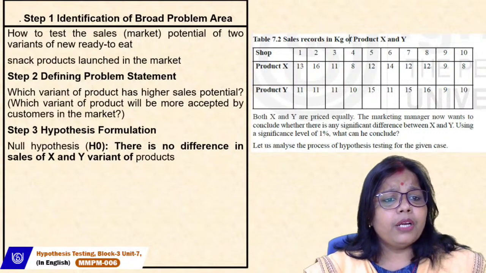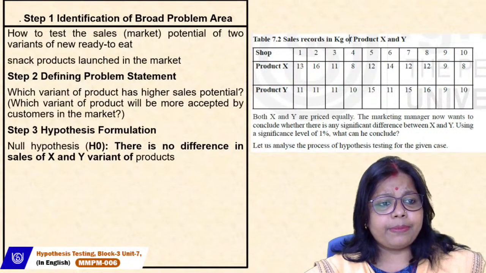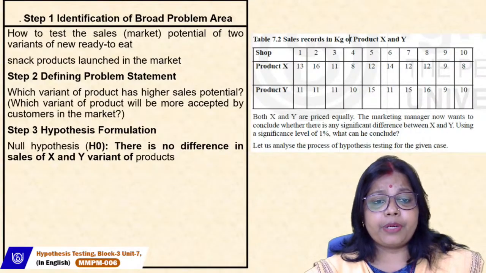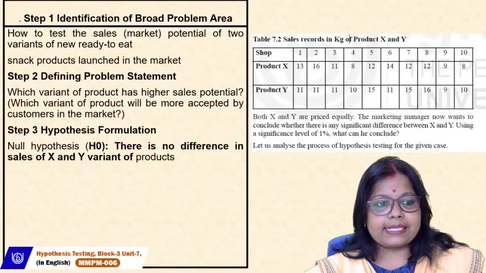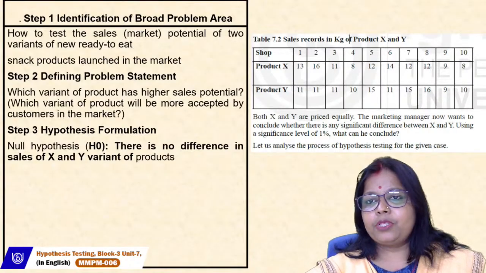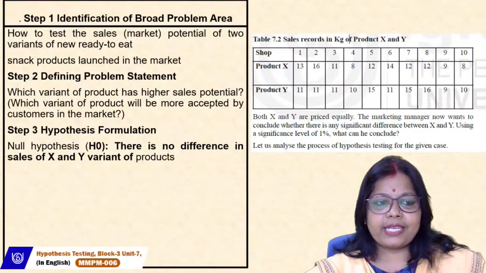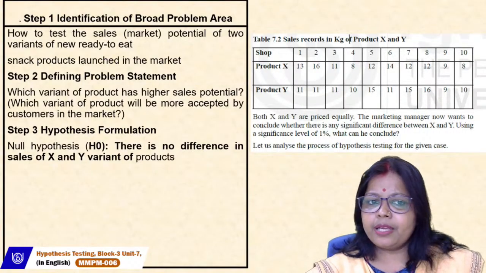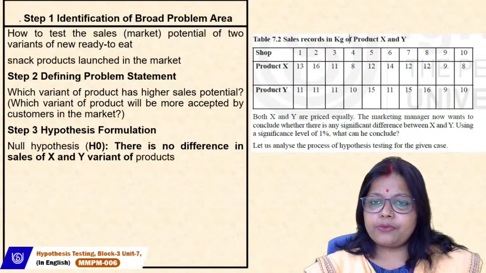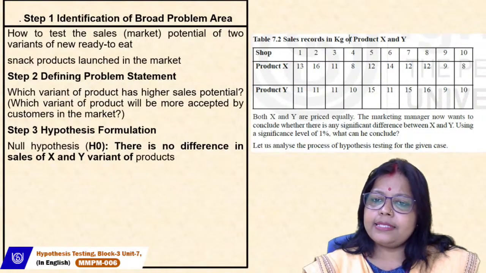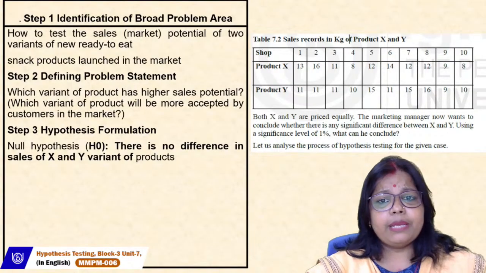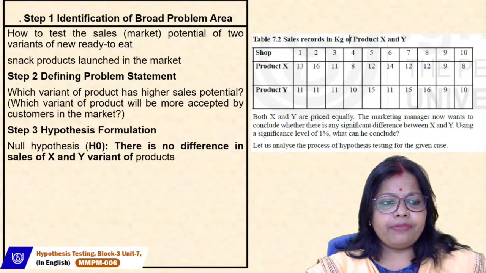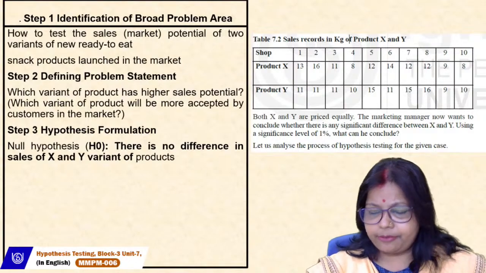Then second, we define our problem statement: which variant of the product has higher sales potential and which has very little. Then in step 3, we frame the hypothesis as per our steps of formulation of hypothesis. We frame the null hypothesis, that there is no difference. As we know, the null hypothesis says it is a status quo situation. The same we did here. There is no difference between the X and Y variants of the product.